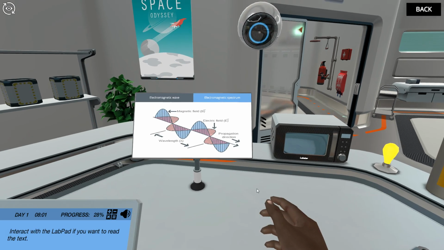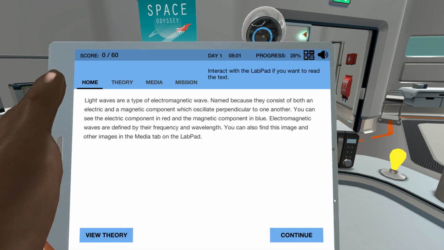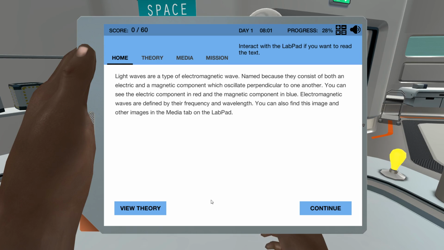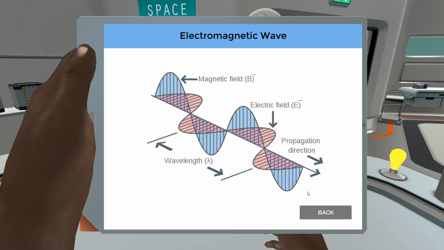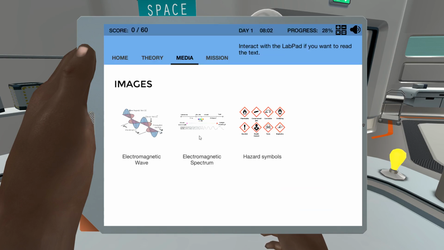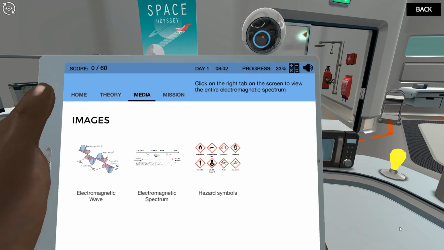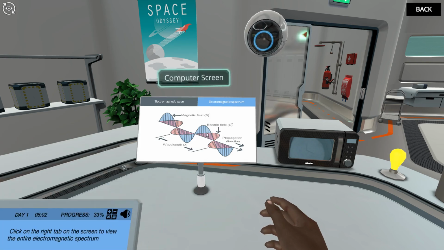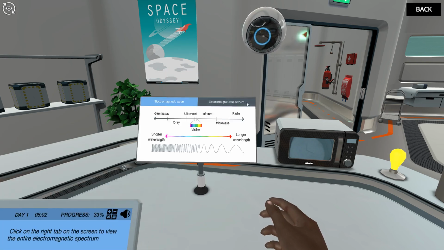Light waves are a type of electromagnetic wave, named because they consist of both an electric and a magnetic component which oscillate perpendicular to one another. You can see the electric component in red and the magnetic component in blue. Electromagnetic waves are defined by their frequency and wavelength. You can also find this image and other images in the Media tab on the lab pad. Click on the right tab on the screen to view the entire electromagnetic spectrum.